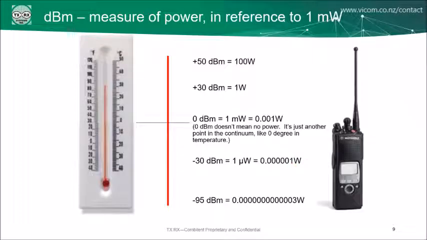So dBm is a measure of power. Its reference point is 1 milliwatt. You can kind of think of this the same way as temperature. 0 degrees C doesn't mean it's 0 heat. It means that's the reference point. So the same way, plus 50 dBm, you're at 100 watts. Minus 95 dBm, you're at a very small fraction of a watt.